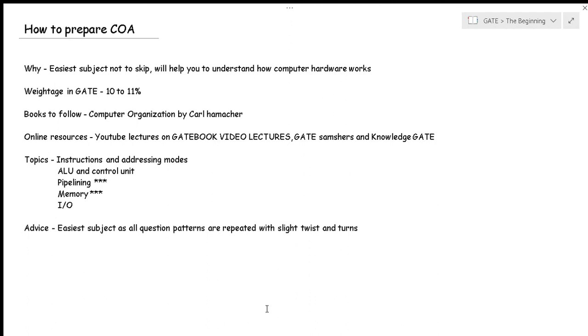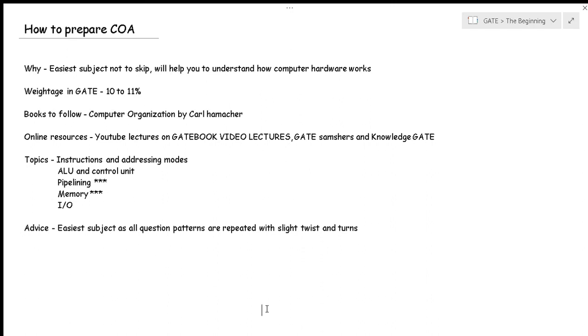Hey guys, today I'll be talking about how to prepare COA. Now, COA is one of the easiest subjects to prepare. It's because the pattern of the questions is fixed. Once you study the pipeline and solve all the previous year GATE questions, you will see that the questions tend to repeat themselves with just a slight modification, right?